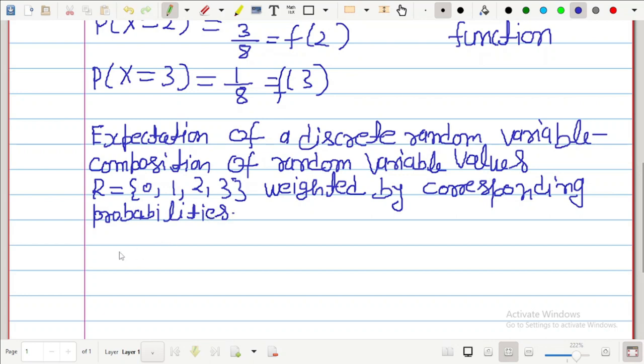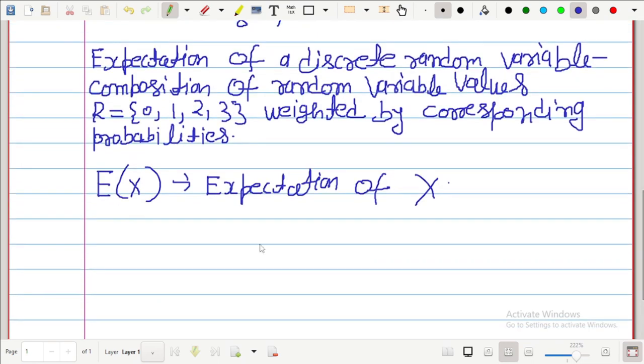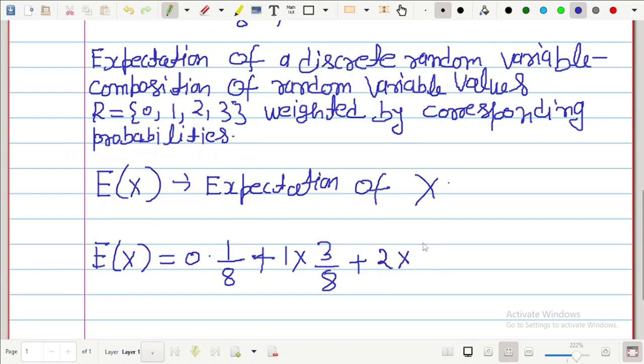So let us calculate, and it is denoted by EX, the expectation of random variable X. So when we calculate, we will get EX is equal to 0 into 1 upon 8 plus 1 into 3 upon 8 plus 2 into 3 upon 8 plus 3 into 1 upon 8.